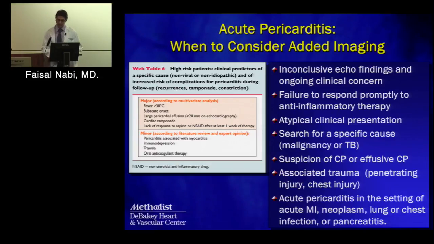And the reason for choosing this cohort of patients is you're looking for causes other than typical viral acute pericarditis. You'd be looking for causes such as malignancy, TB, any penetrating injury to the chest, neoplasms, things like that. Why pancreatitis?